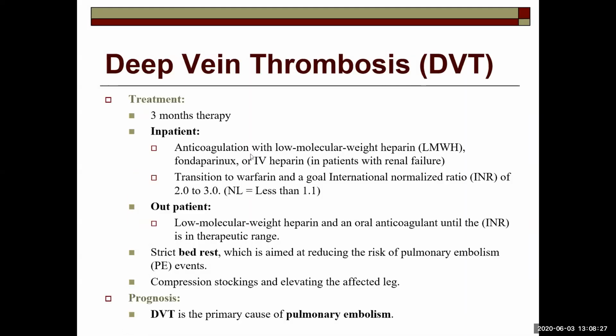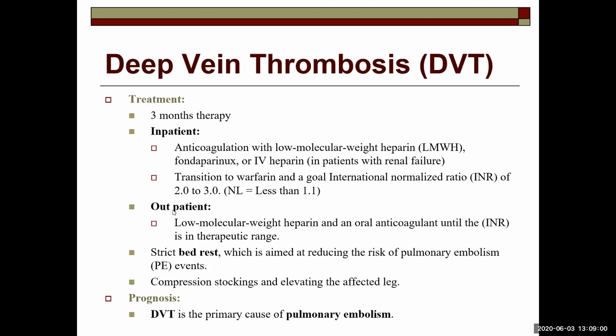So usually when you treat DVTs, it takes about 3 months to treat it. You can do it inpatient, you can do it outpatient, depending on how well the patient is. Anticoagulants, of course, in both situations. We usually use low molecular weight heparin, okay? If you remember from last quarter, we talked about them.